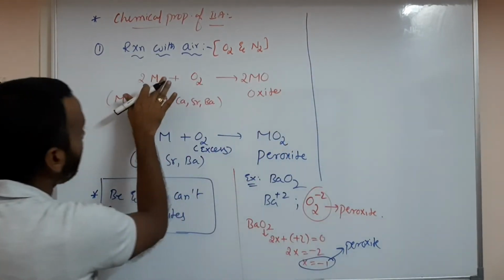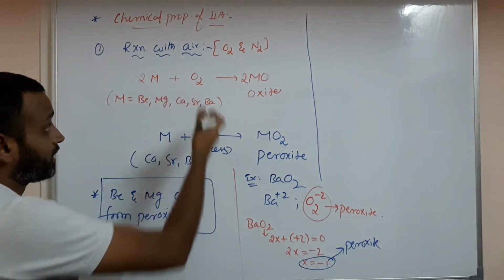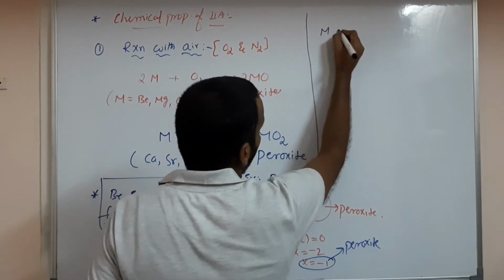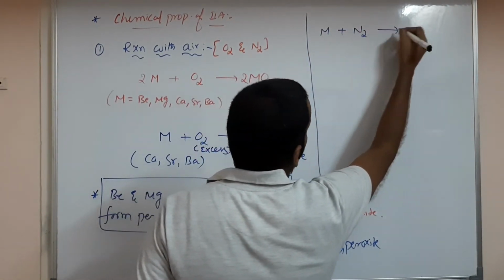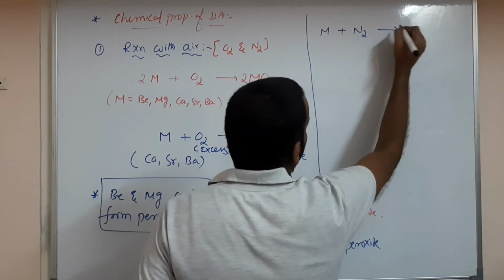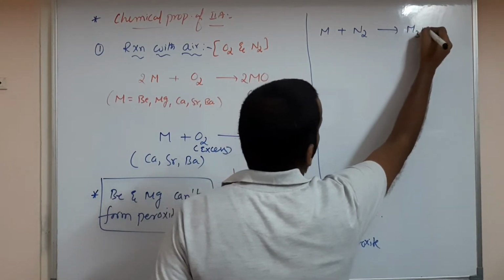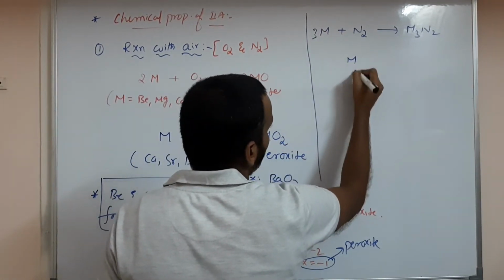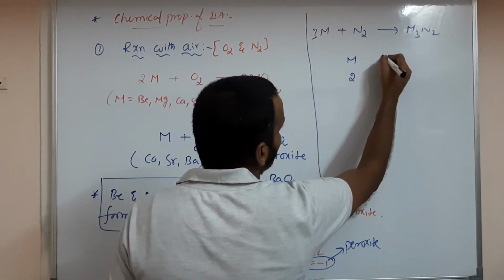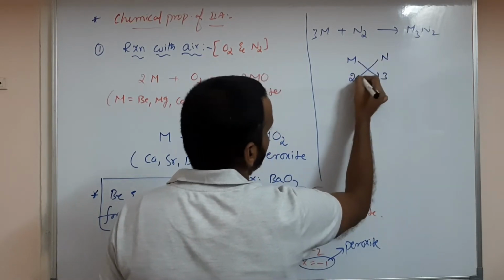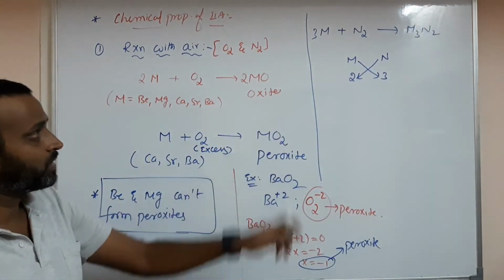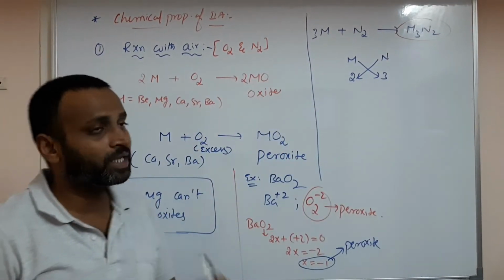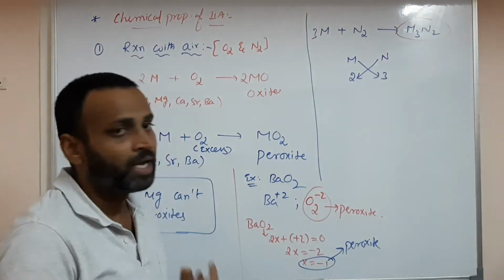So I told you, alkaline earth metals with oxygen, I wrote air, no? So air consists of N2. So all these, M plus N2, you will get what? M3N2. Why? The alkaline earth metal valence is 2, but the nitrogen valence is 3. So like this, you are having M3N2. If it is magnesium, magnesium nitride.